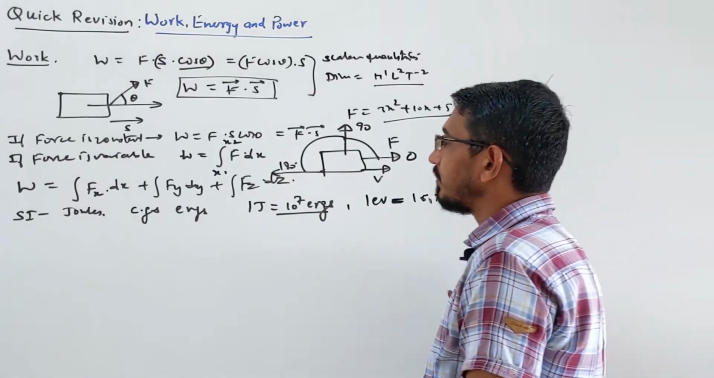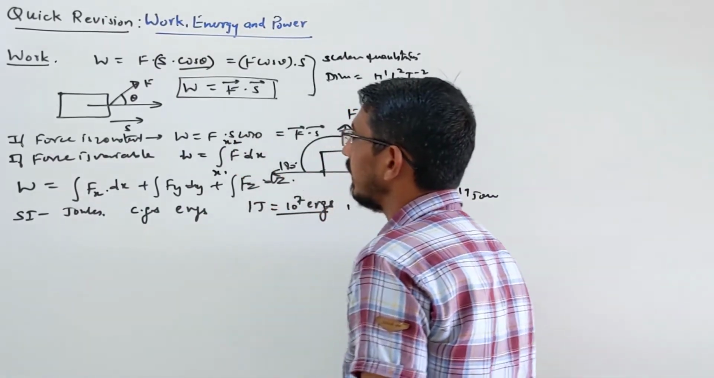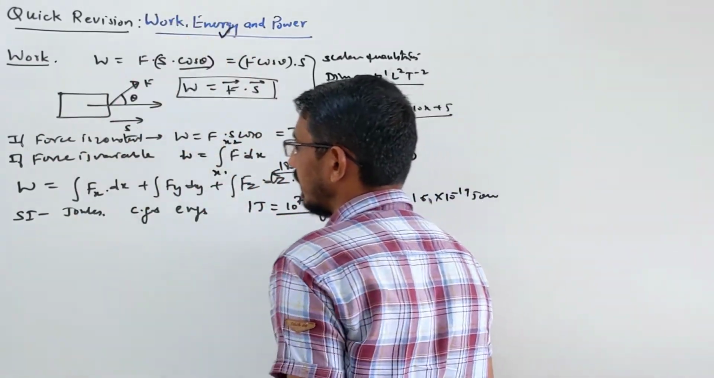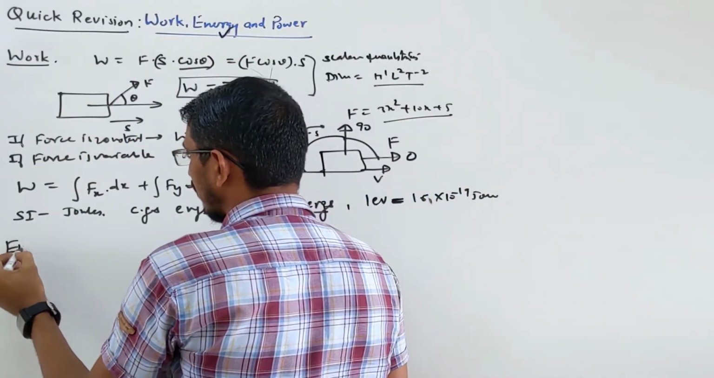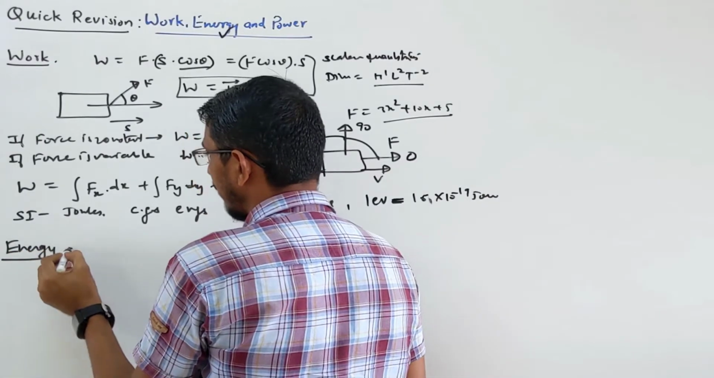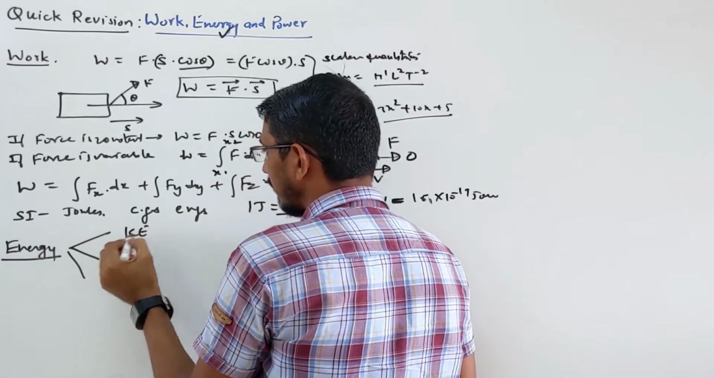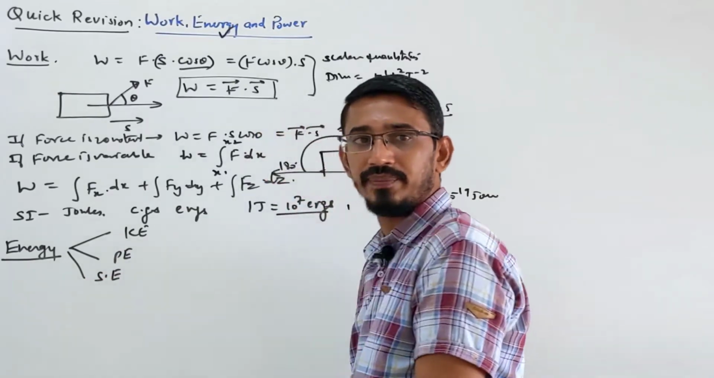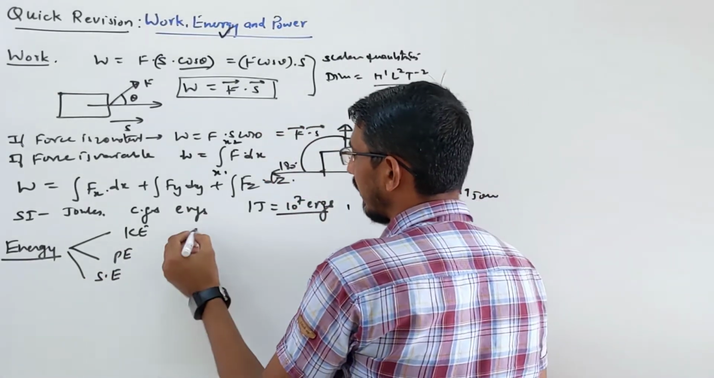Once you do work, then you talk about kinetic energy. You come to energy, right? Yes. So energy we talk about. In this chapter we talk about three energies: the kinetic energy, the potential energy, and spring energy, the energy stored in a spring, right? Yes. Okay, first you talk about kinetic energy.